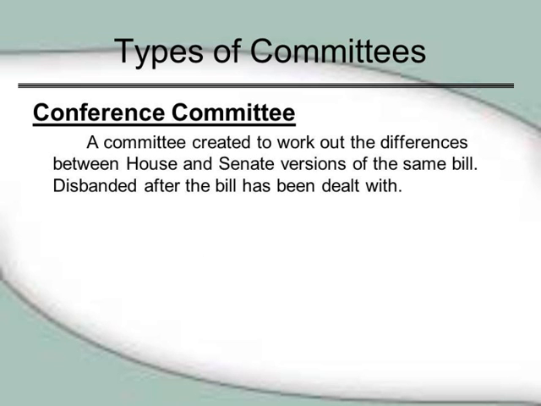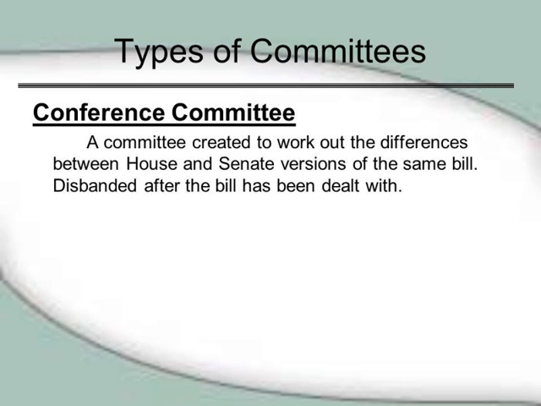And the third type of committee that we have is what's called a conference committee. A conference committee is a committee that is created to deal with a specific piece of legislation that has passed the House and passed the Senate. But these pieces of legislation have passed the two houses in slightly different versions. Before the president can sign or veto a piece of legislation, that legislation has to pass the House and the Senate in the exact same format. That doesn't happen very often.